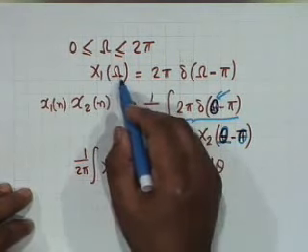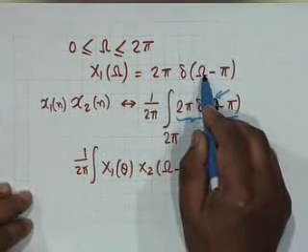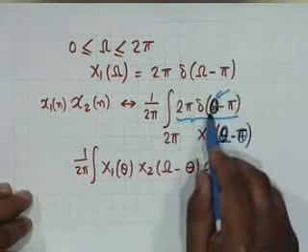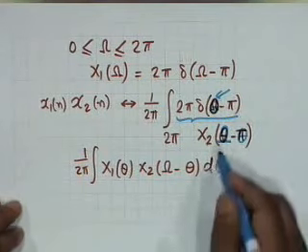X1 of omega, I want to find out x1 of theta. So all that I do is replace omega by theta, and therefore it becomes delta theta minus pi, all right. And what do we get here? I have to rewrite this.